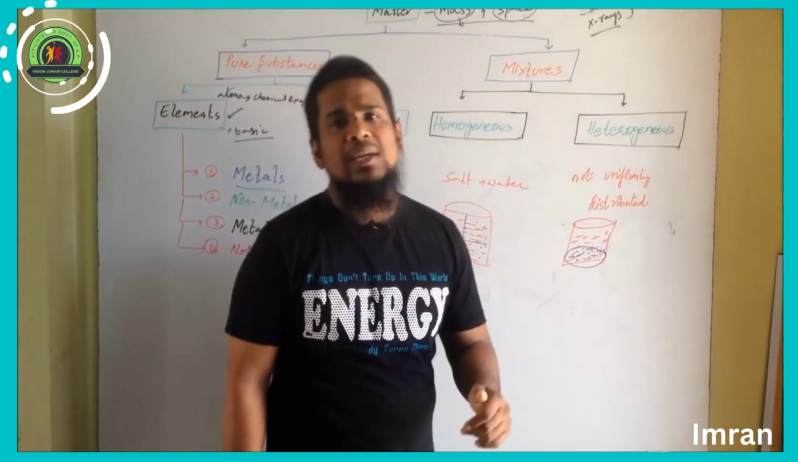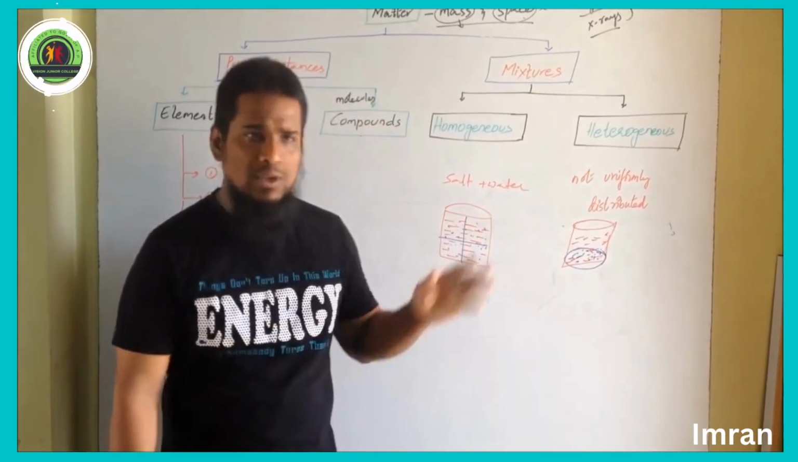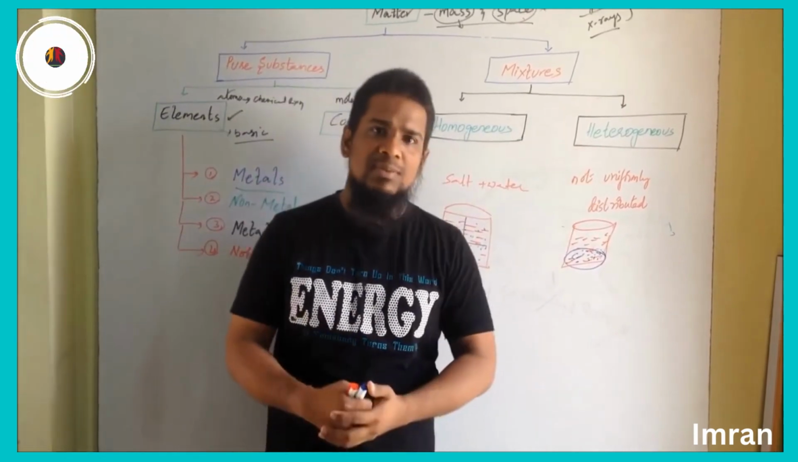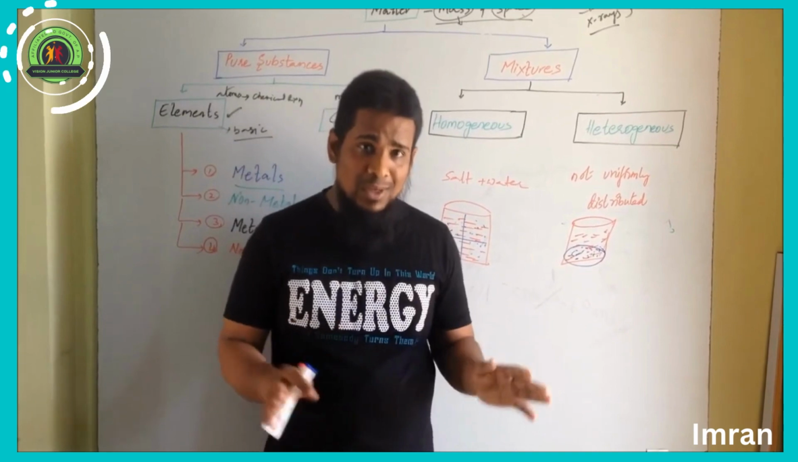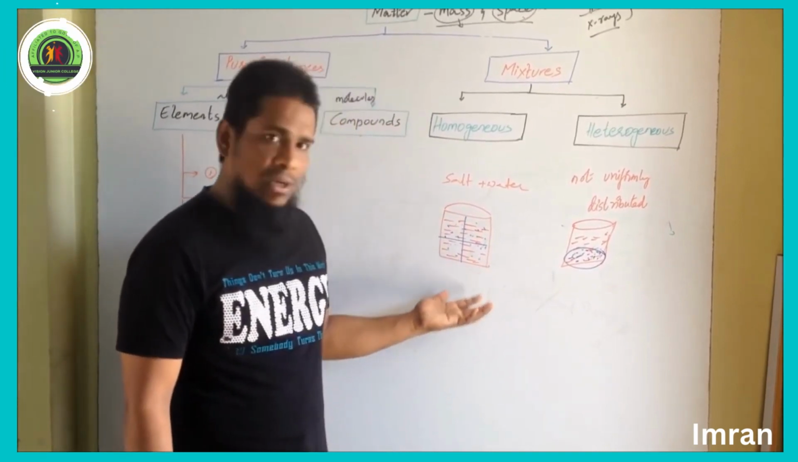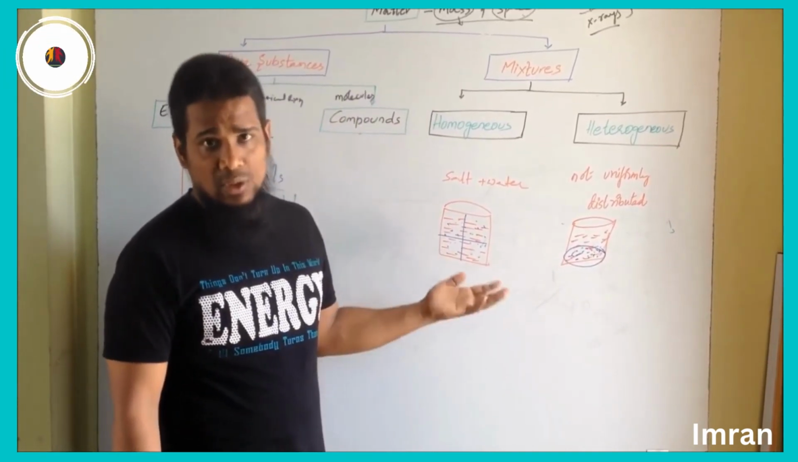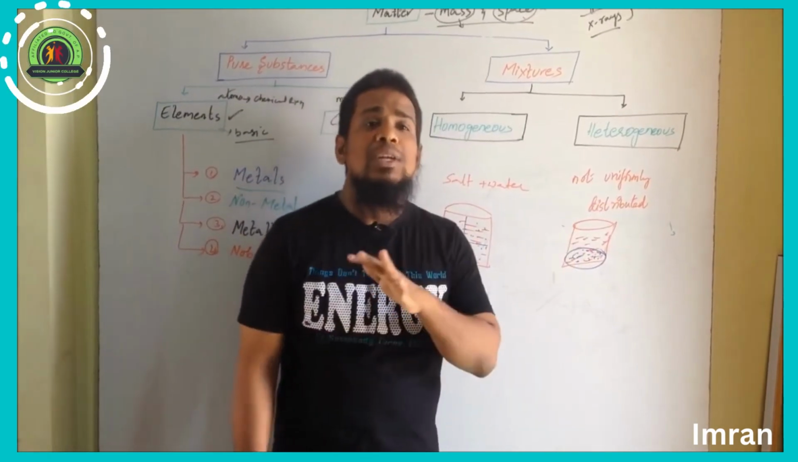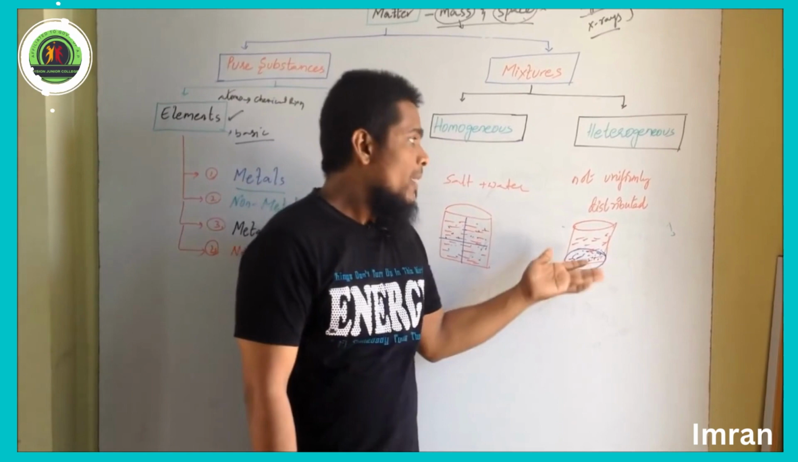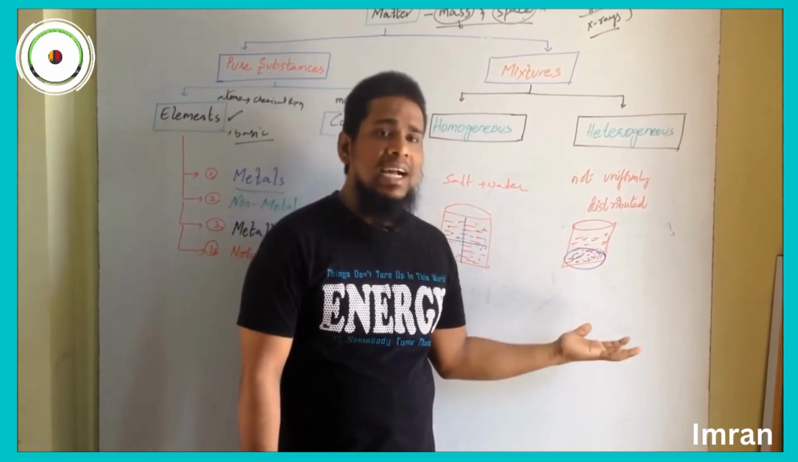Mixtures are classified into how many types? Mixtures are classified into two types. One is homogeneous mixture, another one is heterogeneous mixture. A homogeneous mixture is the one in which the components are uniformly distributed. The example that we have taken here is salt and water, or you can take even sugar solution. And the heterogeneous mixture is the one in which the components are not uniformly distributed. The example that we have taken here is sand and water.